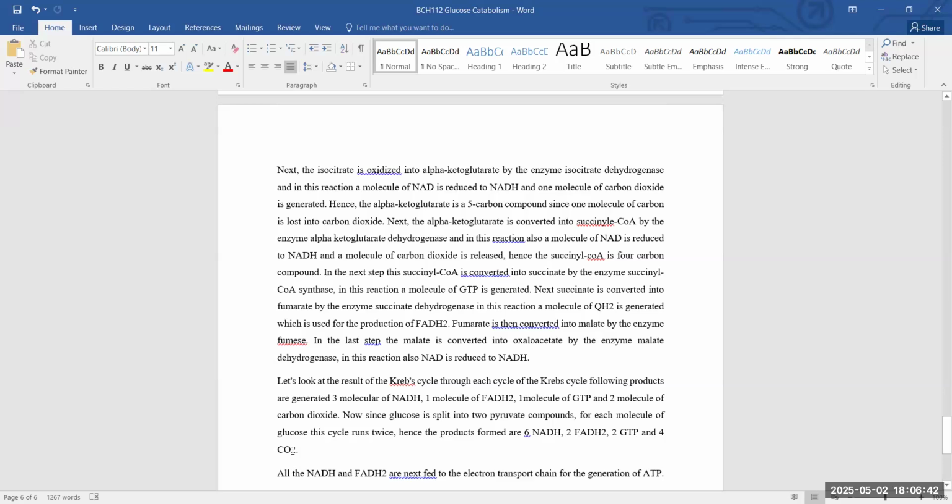Sorry, sir, what did you say is the end product of the TCA cycle? No, I didn't say the end product of the TCA cycle. I just said the first end product for the first reaction of the TCA cycle.